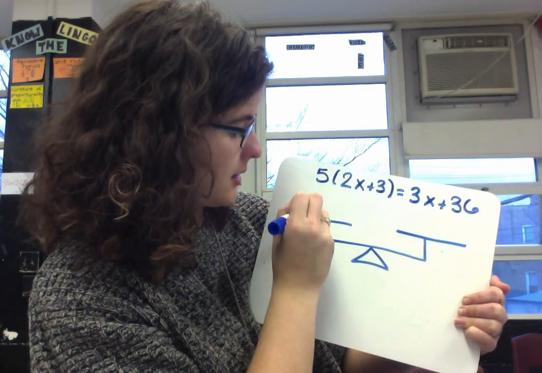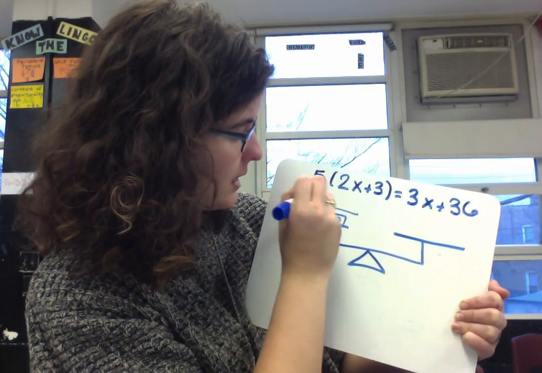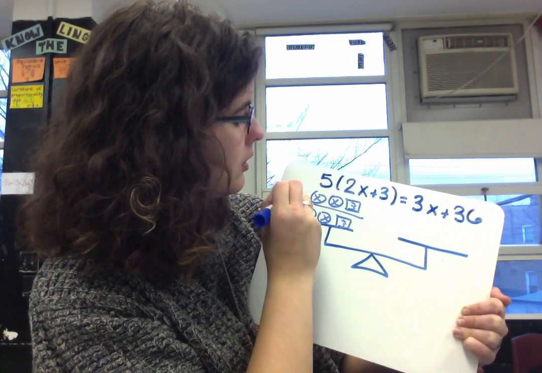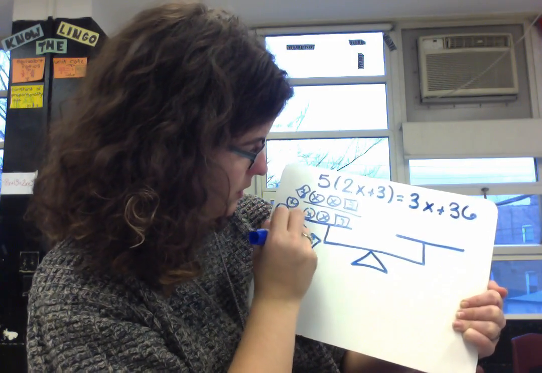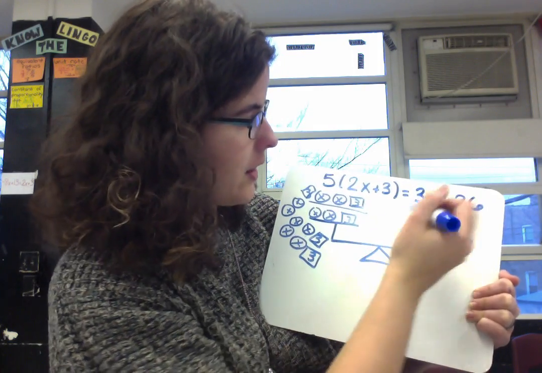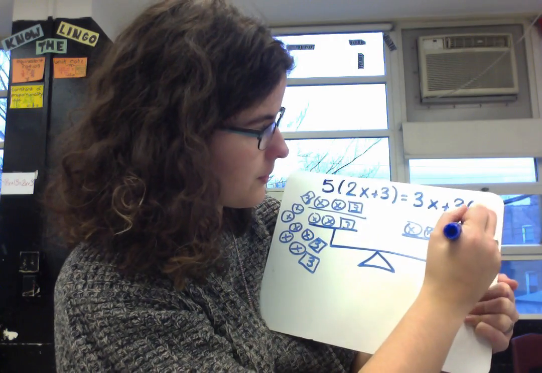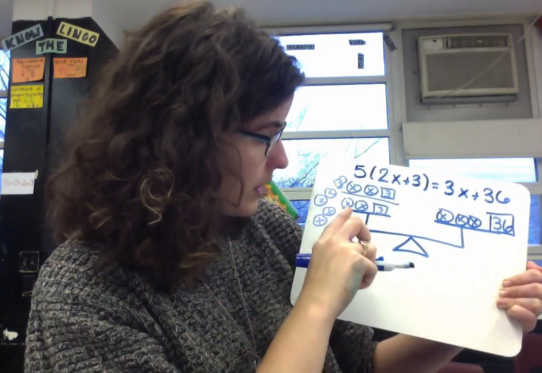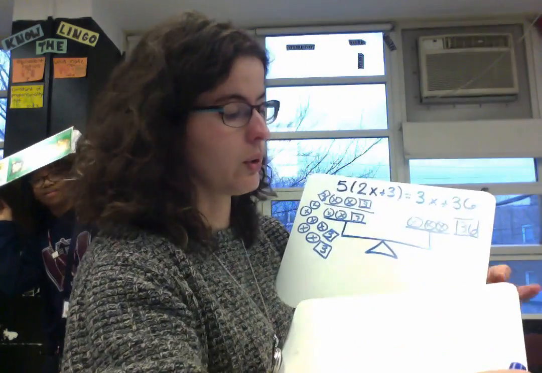So we're going to have 2 x's and a weight of 3, but we're going to do that 5 times. And you can see that that gets really old, writing that many times. So we're going to talk about what we can do instead. And then on the other side, you're going to have just 3 x's and a balance of 36. Like I said, that got really old. So we can think about how we could write that as a new equation.